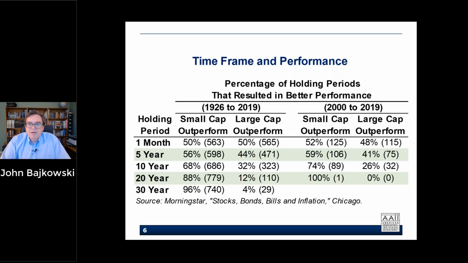And the other two columns here on the side show the percentage of outperformance since the 2000s. For the most part, everything has held up. The percentages are roughly the same. In fact, small cap stocks did much better in the first 10 years, and large cap stocks have done better in the second 10 years. But all in all, small cap stocks, even over this time period, have outperformed large cap stocks.